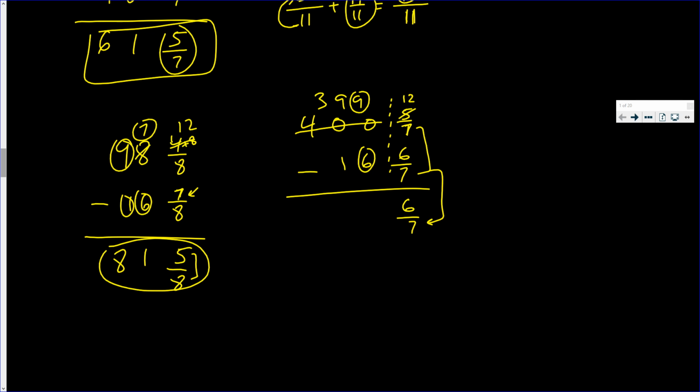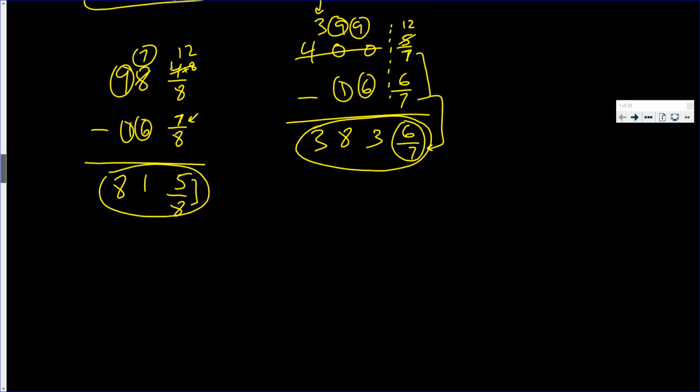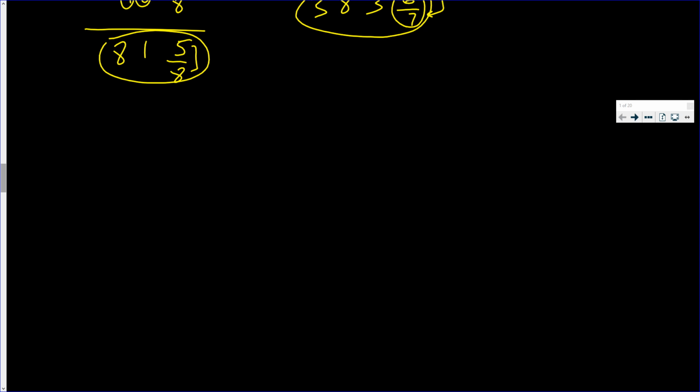9 minus 6 is 3. 9 minus 1 is 8. Don't forget to bring down the 3. And there is your possible final answer. Make sure that this cannot be reduced, and also make sure it's not improper. Sometimes it could be. Let's do one where it'll be improper.